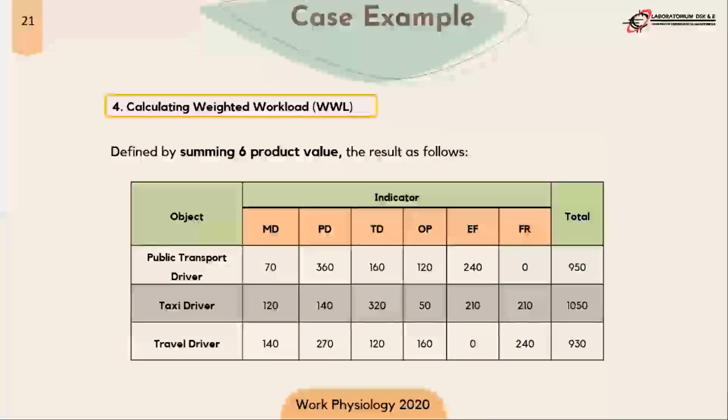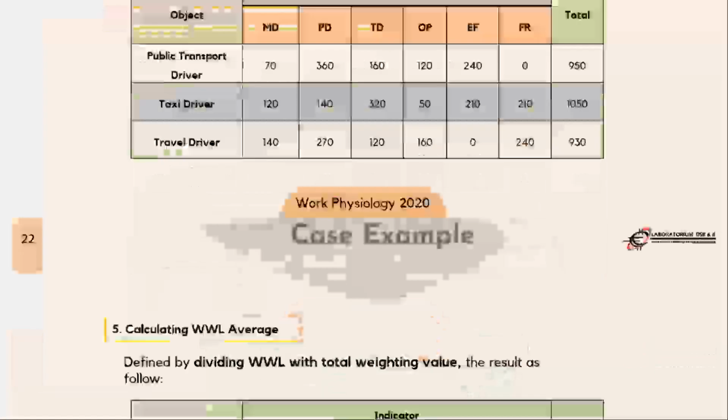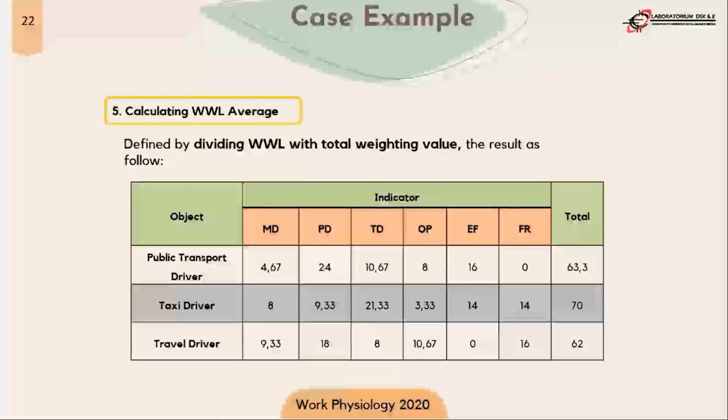Okay, the fourth is calculating the weighted workload. This is defined by summing the 6 product values that we have before. The result is as follows. The public transport driver has a total of 950, the taxi driver 1050, and the travel driver 933. For the last step, calculating the weighted workload average, defined by dividing the weighted workload by the total weighting value, which is 15. The result is as follows.